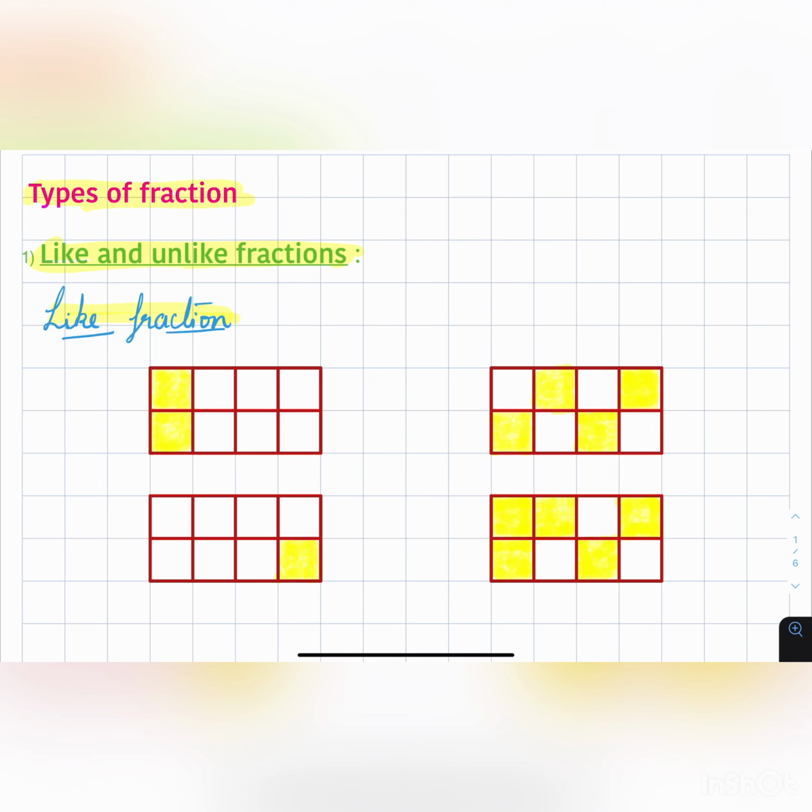In the first picture, we have 2 shaded parts out of 8. So the number of shaded parts is 2 out of 8. And in this, the number of shaded parts is 4 out of 8. And then here, 1 part is shaded out of 8. In this picture, the fourth one, we have 5 parts shaded out of 8.